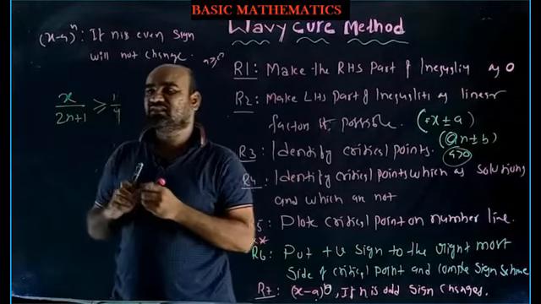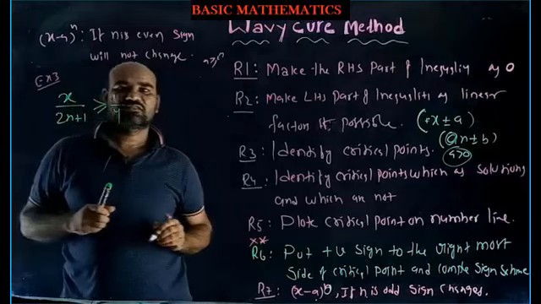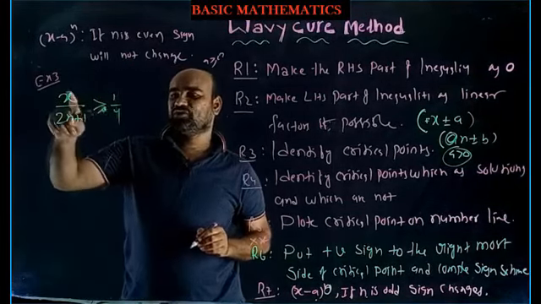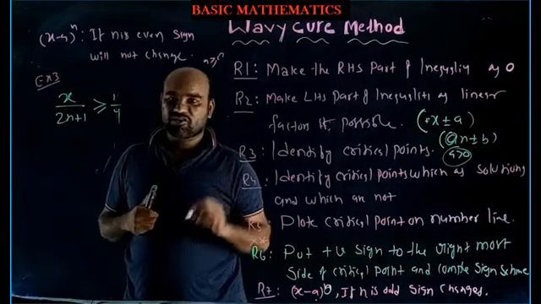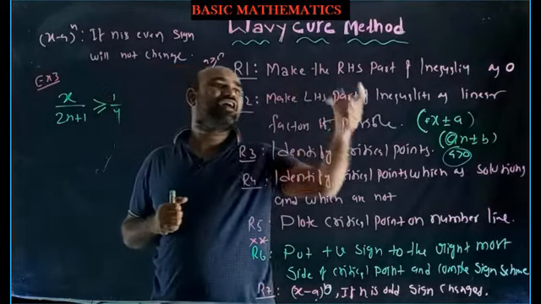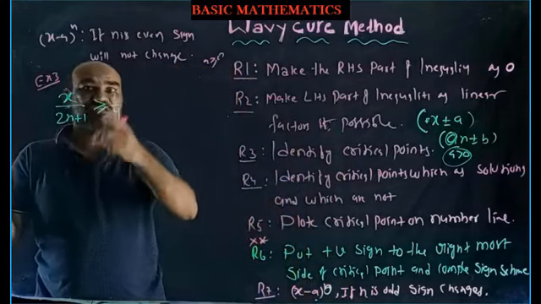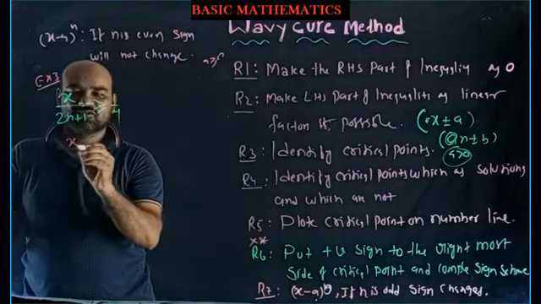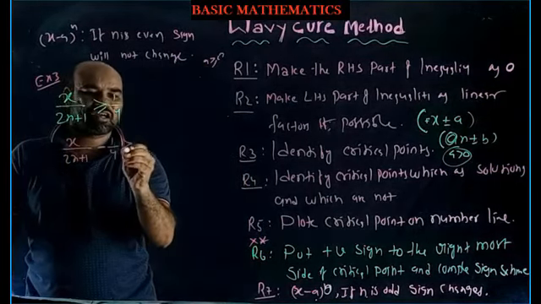Students, listen, next example 3. Interesting. We want to find the solution for this inequality, x by 2x plus 1 greater than or equal to 1 by 4, using Wavy Curve method. What the Wavy Curve method says is to make the RHS part of the inequality 0. Cross multiplication is prohibited in inequality. So x by 2x plus 1 minus 1 by 4 greater than or equal to 0.